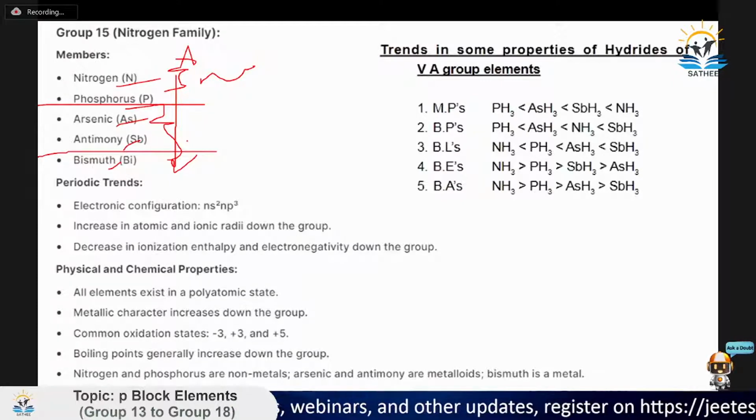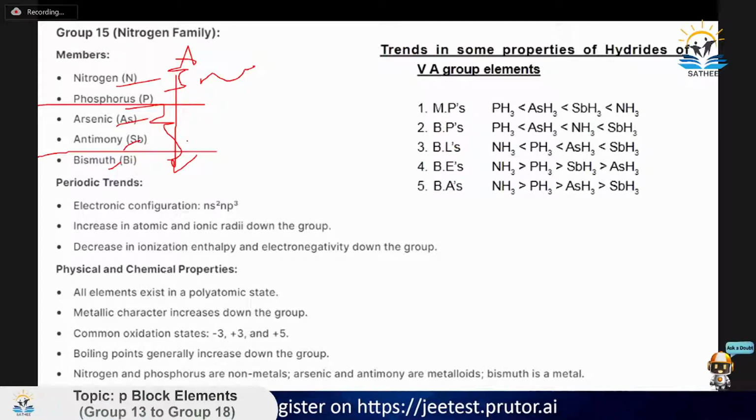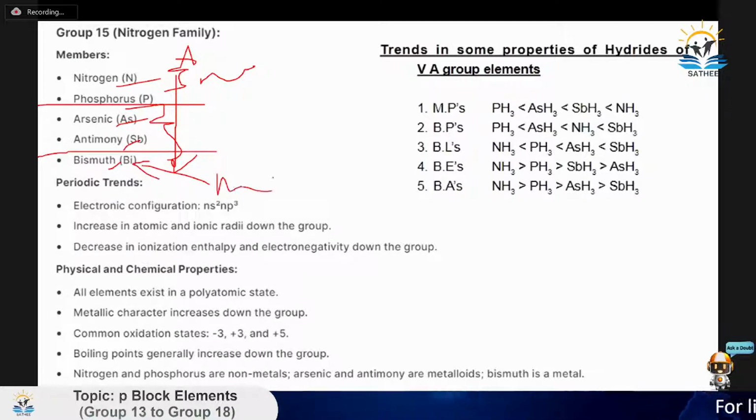Now, what are metalloids? At some instances they show metallic characteristics, and at some instances they show non-metallic characteristics. Such elements are called metalloids. Okay. And finally, we have bismuth, the final element in the whole group, and it is completely metallic in nature. And obviously, because it is the third element present in our p block, we have ns2 np3.